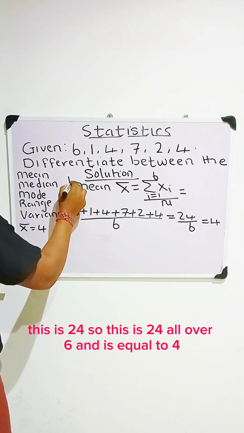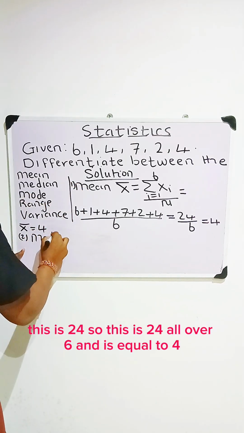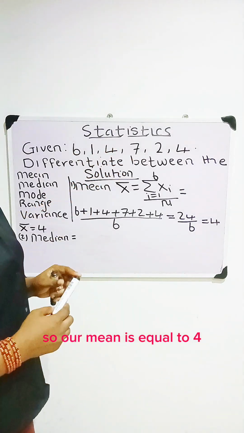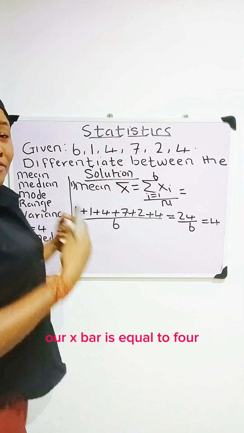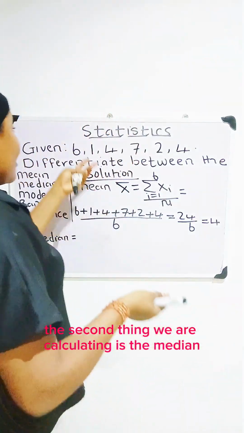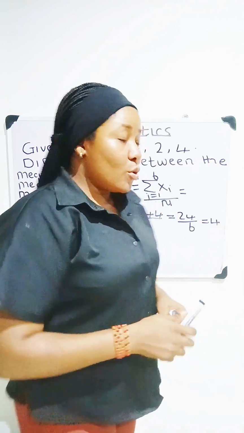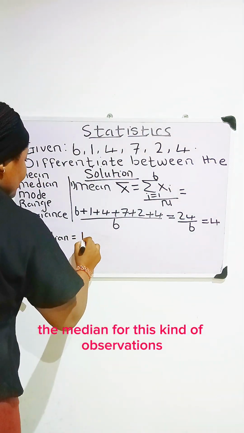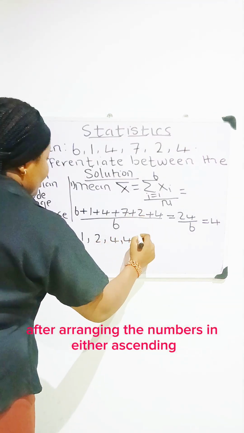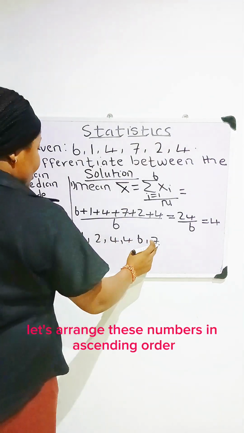Okay, so the second thing we are calculating is the median. Okay, so the median for this kind of observations is simply the middle value after arranging the numbers in either ascending or descending order. In our case here, let's arrange these numbers in ascending order, that is in increasing order. So we have the smallest is 1, we have 2, we have 4, we have another 4, we have 6, and we have 7. I think that's all of them. 1, 2, 3, 4, 5, and 6.